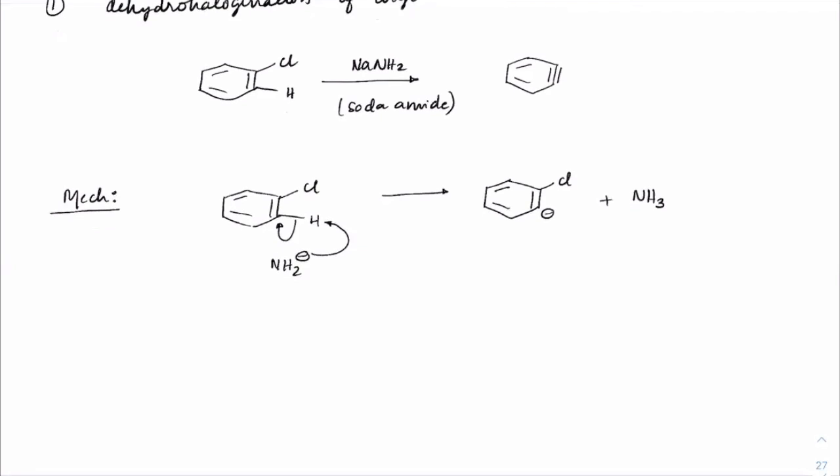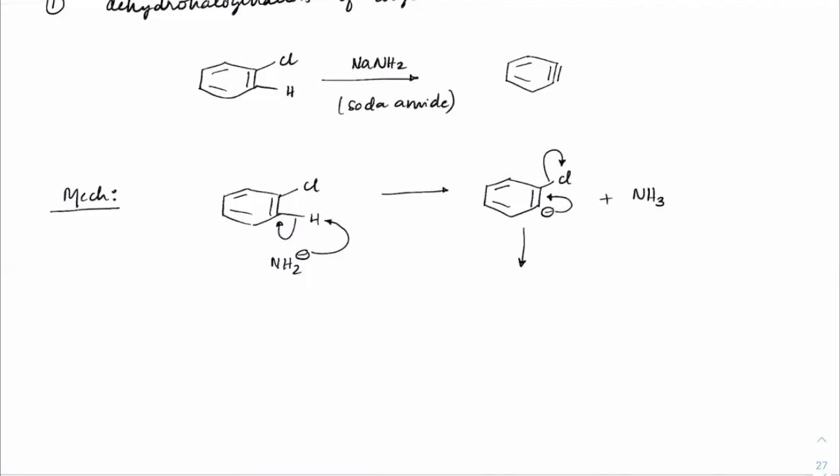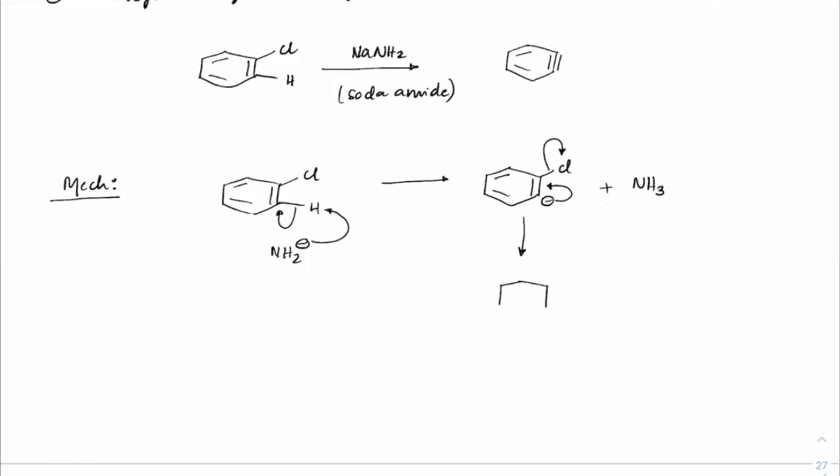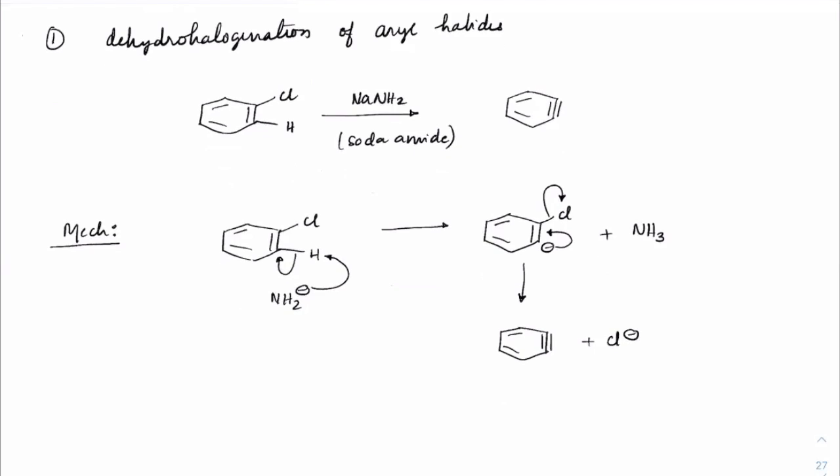And this minus charge which has formed will try to close it as a triple bond here and chlorine will come out. And that's how we'll see a benzyne is formed. This way a benzyne is formed plus Cl minus. So dehydrohalogenation of aryl halides will generate the benzyne form.